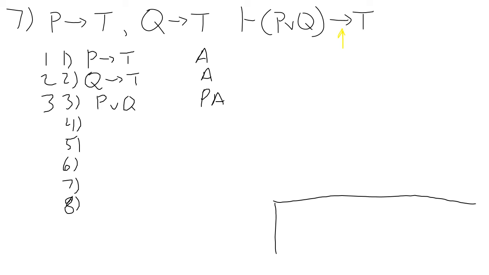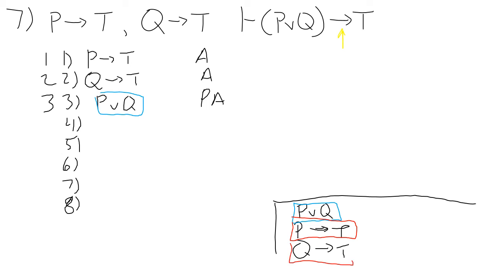And now we see we have a wedge. We need to prove that both of these disjuncts lead to the conclusion. You need to find that P leads to T and Q leads to T. Now, luckily, we are given those as premises, so we don't have to do too much work here.